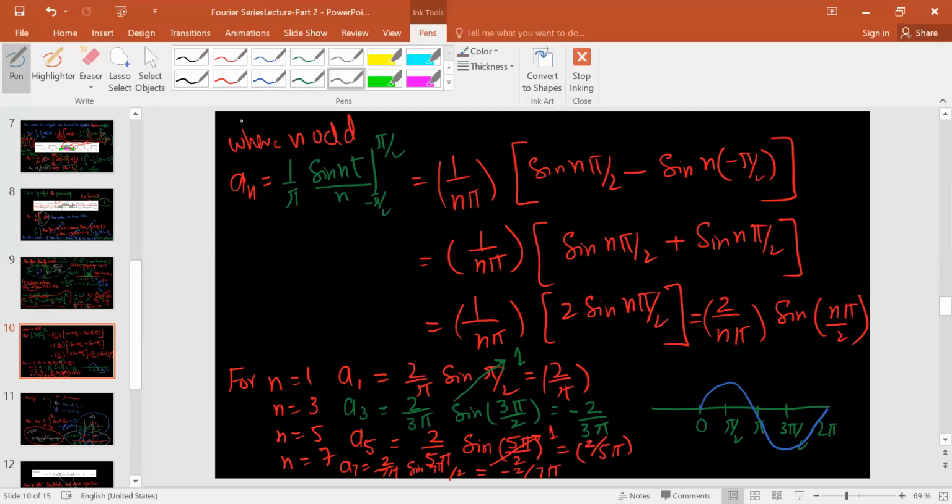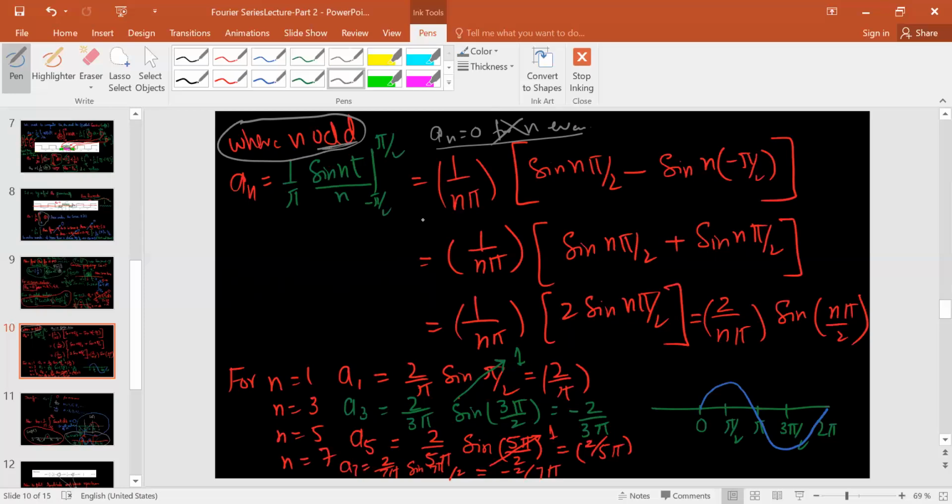Let's keep this always in mind because n is odd. For n even, we know that an is 0. So an is 0 for n even. So we are only talking right now, this is gone out of the scene. We are only talking about when n is odd. n is an integer, and we're looking at the odd integers.